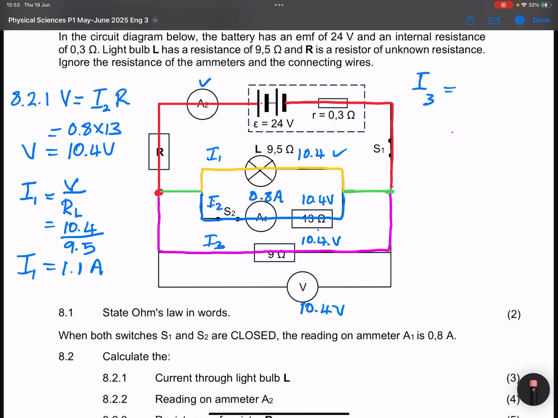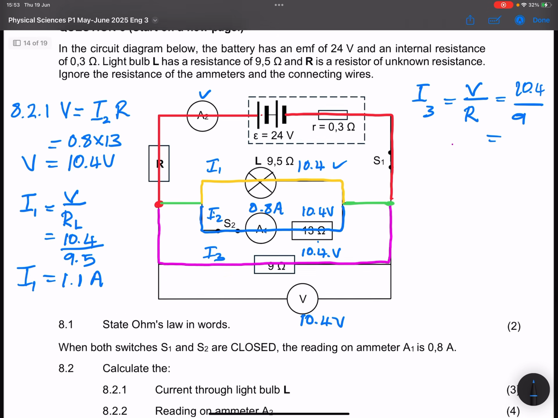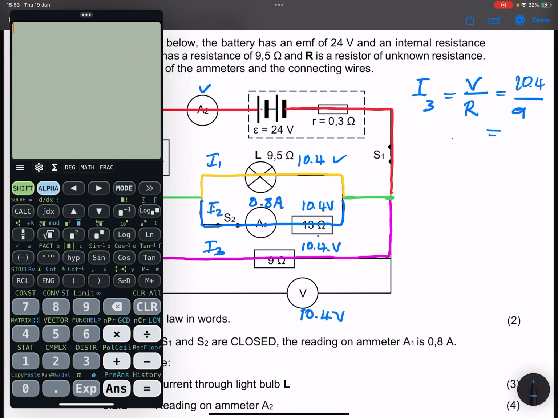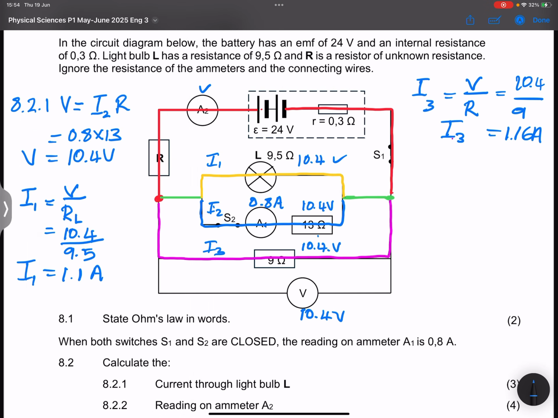We already know that the voltage there is V divided by R. Okay, so that's going to be 10.4 divided by, our resistance in this case is 9 ohms. So that's 10.4 divided by 9, and that would give us 1.16 amperes. Okay, so that is going to be our current that passes through the 9 ohm resistor.